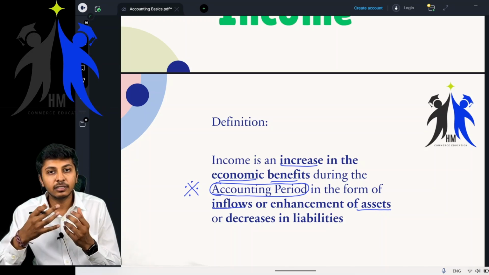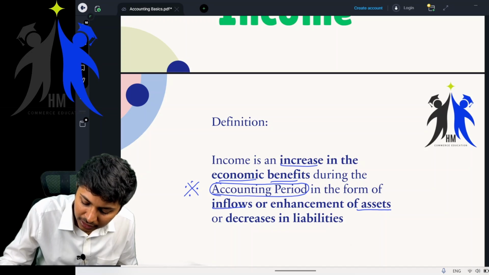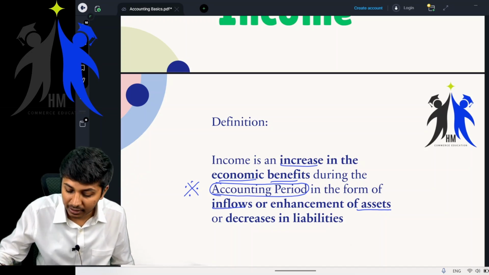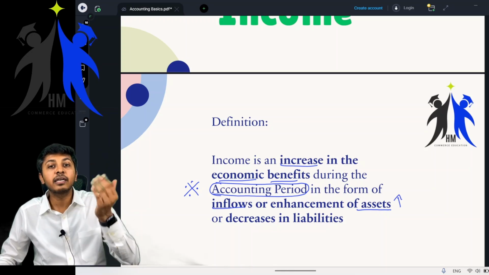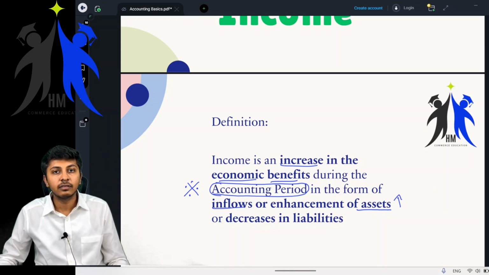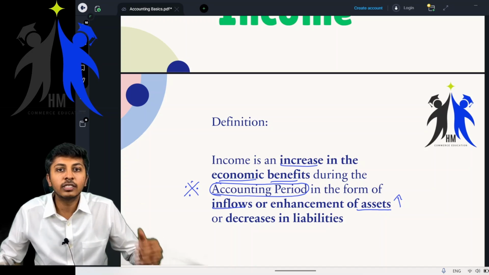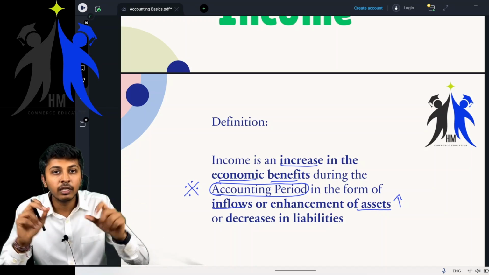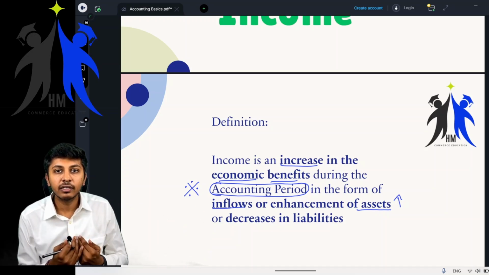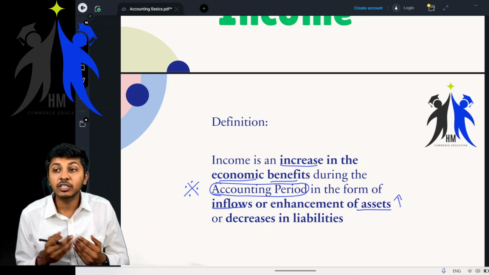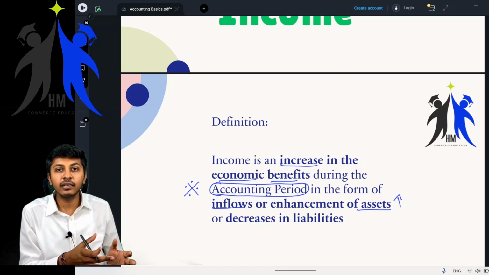Now, when we get this revenue, it will increase our economic benefits. How will it increase? It will enhance my asset, that is, increase my asset. They will give us cash for this income. When I sold goods, that particular sales word, it is income. Now, for that, what will they do? They will give me cash. That cash will increase in my entity.